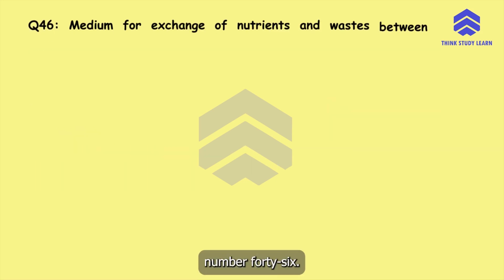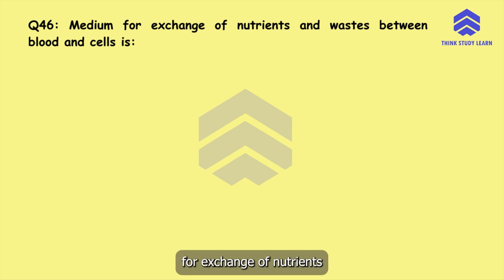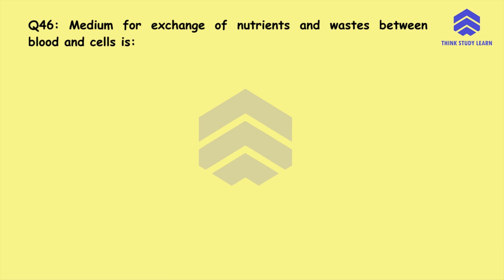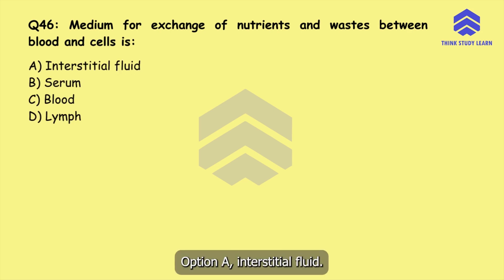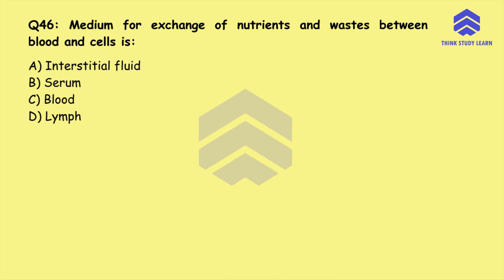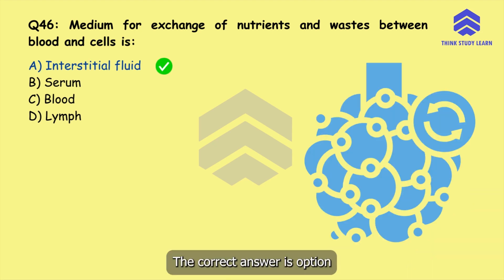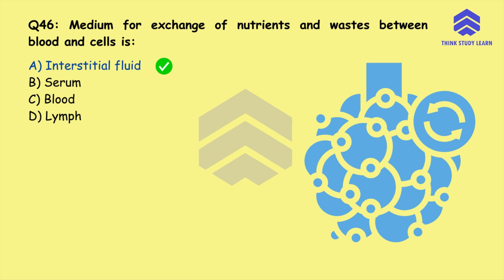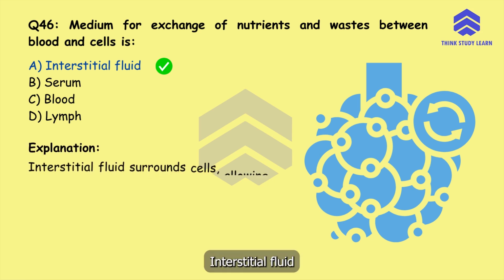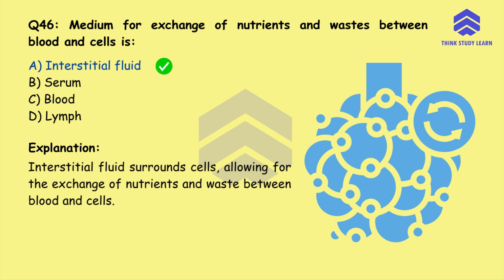Question number 46. Medium for exchange of nutrients and wastes between blood and cells is option A, interstitial fluid, option B, serum, option C, blood, or option D, lymph. The correct answer is option A, interstitial fluid. Interstitial fluid surrounds cells, allowing for the exchange of nutrients and waste between blood and cells.